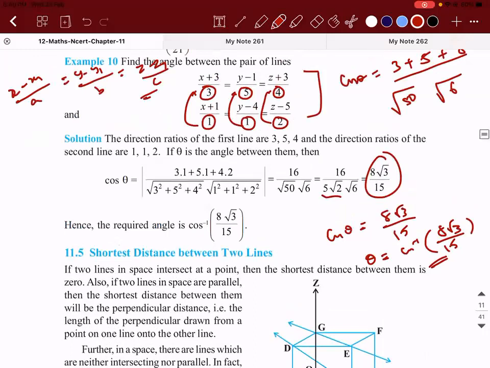So what did we see? We already saw how to write the equation of lines, provided two conditions are given. Then we saw, if the line equations are already given to you, how to find the angle between those two lines in terms of cos theta.